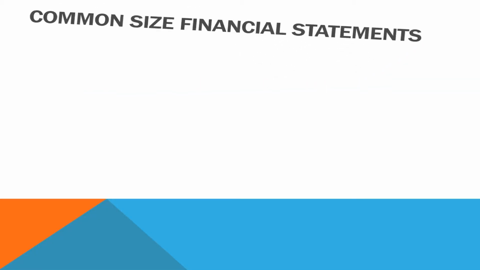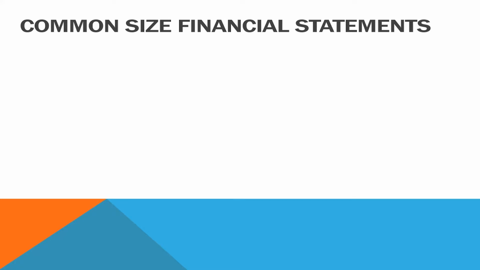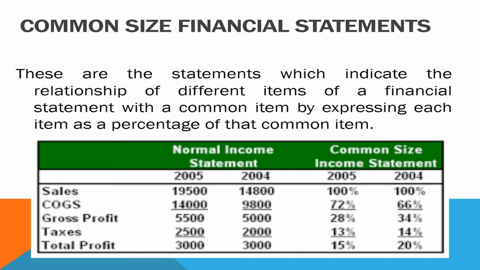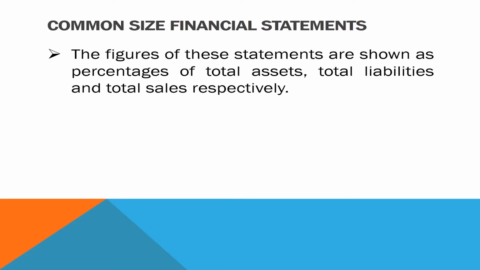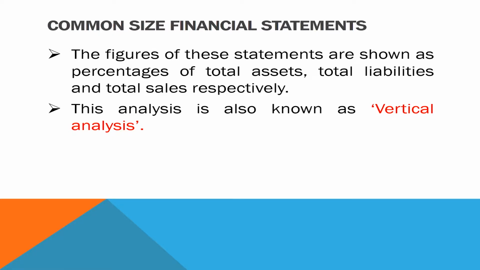Now, what are common size financial statements? These are the statements which indicate the relationship of different items of a financial statement with the common item by expressing each item as a percentage of that common item. The figures of these statements are shown as percentages of total assets, total liabilities, and total sales, respectively. This analysis is also known as vertical analysis.